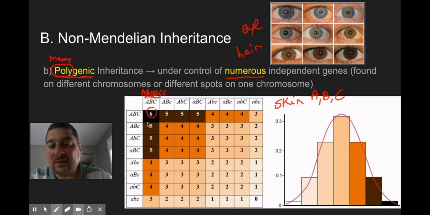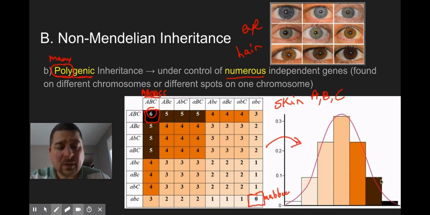That's going to be the darkest skin type right here. And you can kind of go as you vary. As you have less dominant alleles, you get less melanin all the way down here, which would be little a, little a, little b, little b, little c, little c.